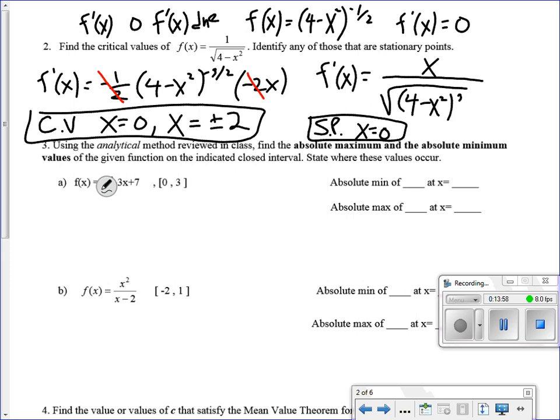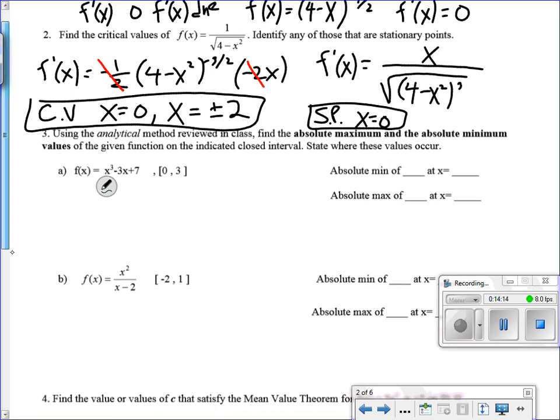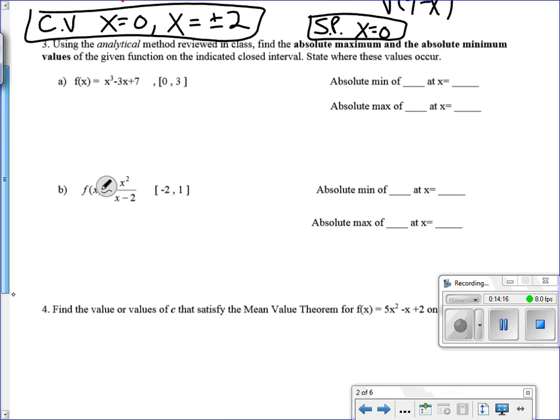All right. Next question. Using the analytical methods reviewed in class, find the absolute max and the absolute min values of the given function on the indicated closed interval. State where these values occur. When you're looking for absolute extrema over a closed interval, all you have to do is find the y-coordinates at the endpoints and at any critical values that lie between the endpoints. So let's get the critical values first.